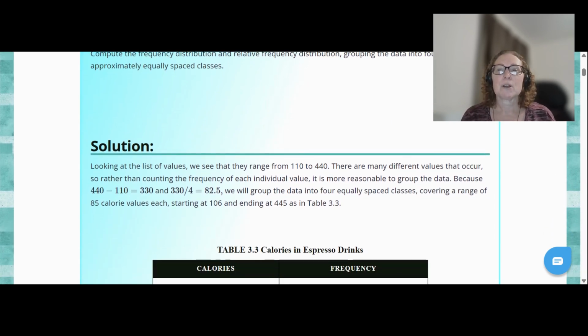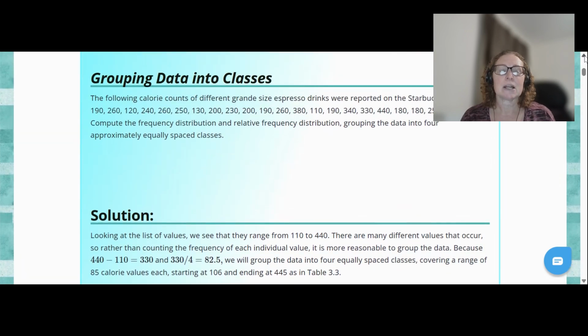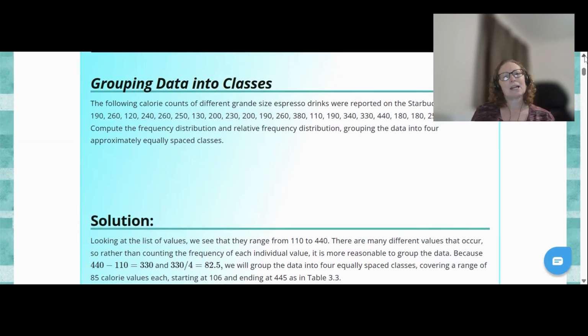Okay. So we look at the data. I think the best thing to do, and it's going to come in handy later as we go through this, is to put the numbers in numerical order. Okay, so that will help you to determine the smallest number and the largest number. So when we do that, we see that the numbers range from 110 as the lowest number of calories, and that probably is not the best tasting of the drinks anyway, and the highest is 440.